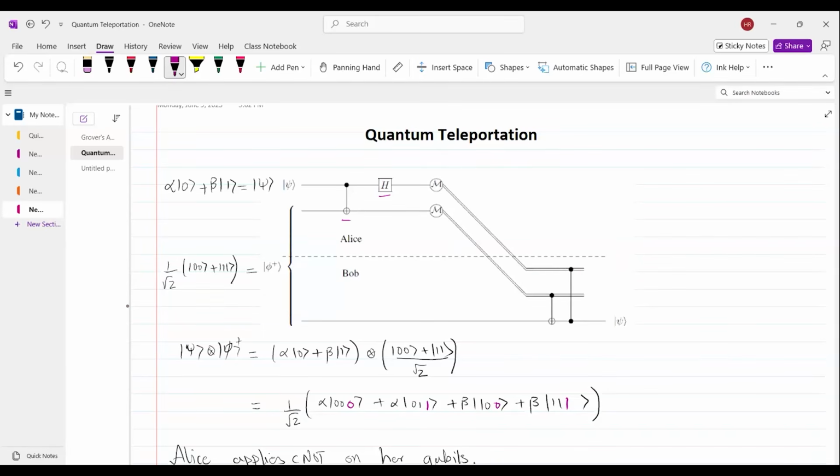Right? So using a priori entanglement, the idea is that Alice and Bob have two qubits which were entangled. So using entanglement and sending two classical bits by a classical channel, Alice transmits her qubit state psi to Bob successfully.